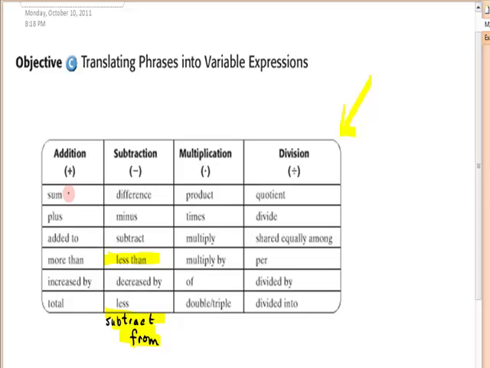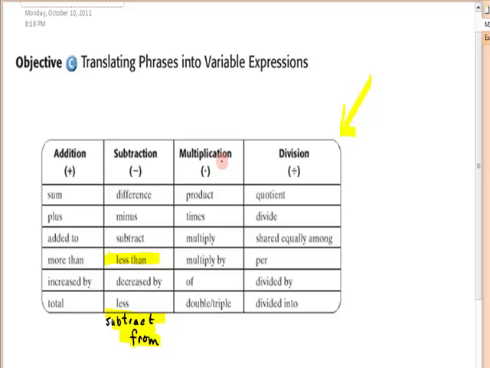When you read in a phrase the words sum, plus, added to, more than, increased by, or total, you are talking about the operation of addition. Subtraction. Words that indicate subtraction are difference, minus, subtract, and by the way, something that was left out was subtract from, less than, decreased by, or less. And I'll tell you why those are highlighted in just a minute.